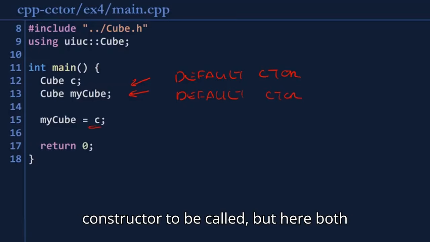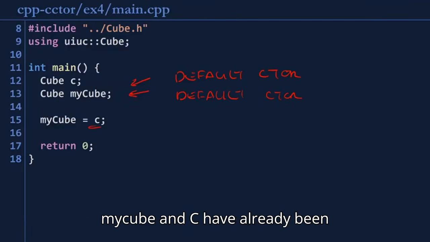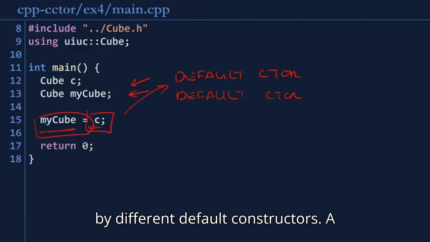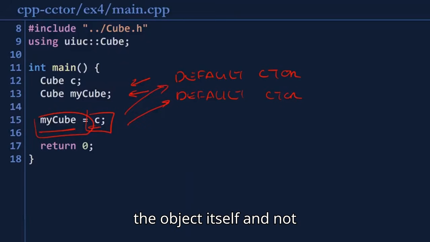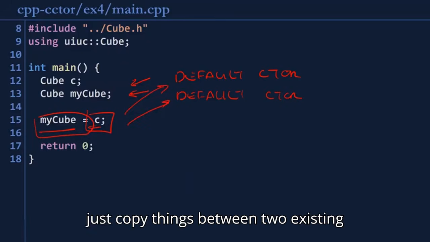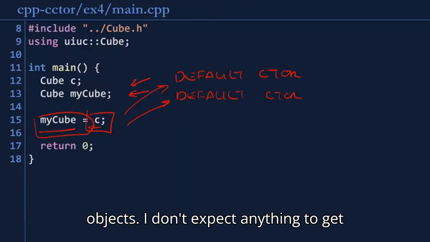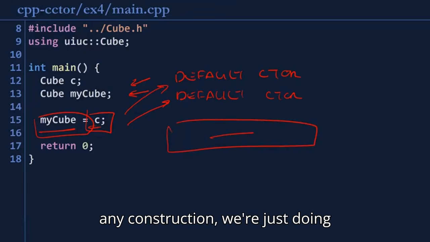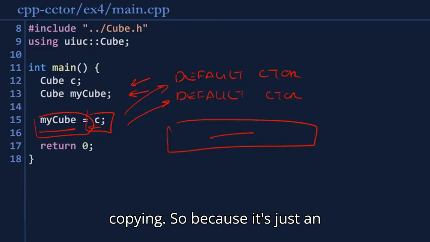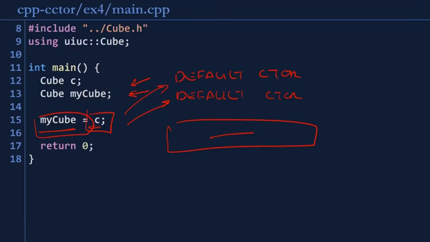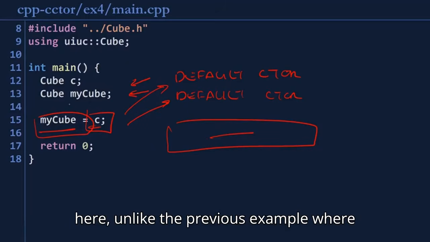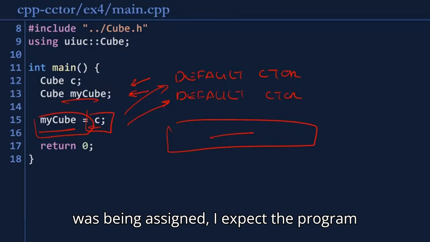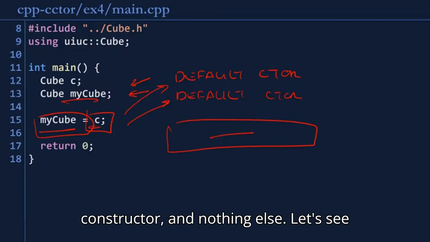We might expect a copy constructor to be called, but here, both myCube and C have already been constructed. They've already been created by different default constructors. A constructor's job is to actually create the object itself and not just copy things between 2 existing objects. I don't expect anything to get printed out here because we're not doing any construction. We're just doing copying. So because it's just an assignment and not a construction, because myCube was already constructed here, unlike the previous example where myCube was constructed at the time it was being assigned, I expect the program to output default constructor, and nothing else.